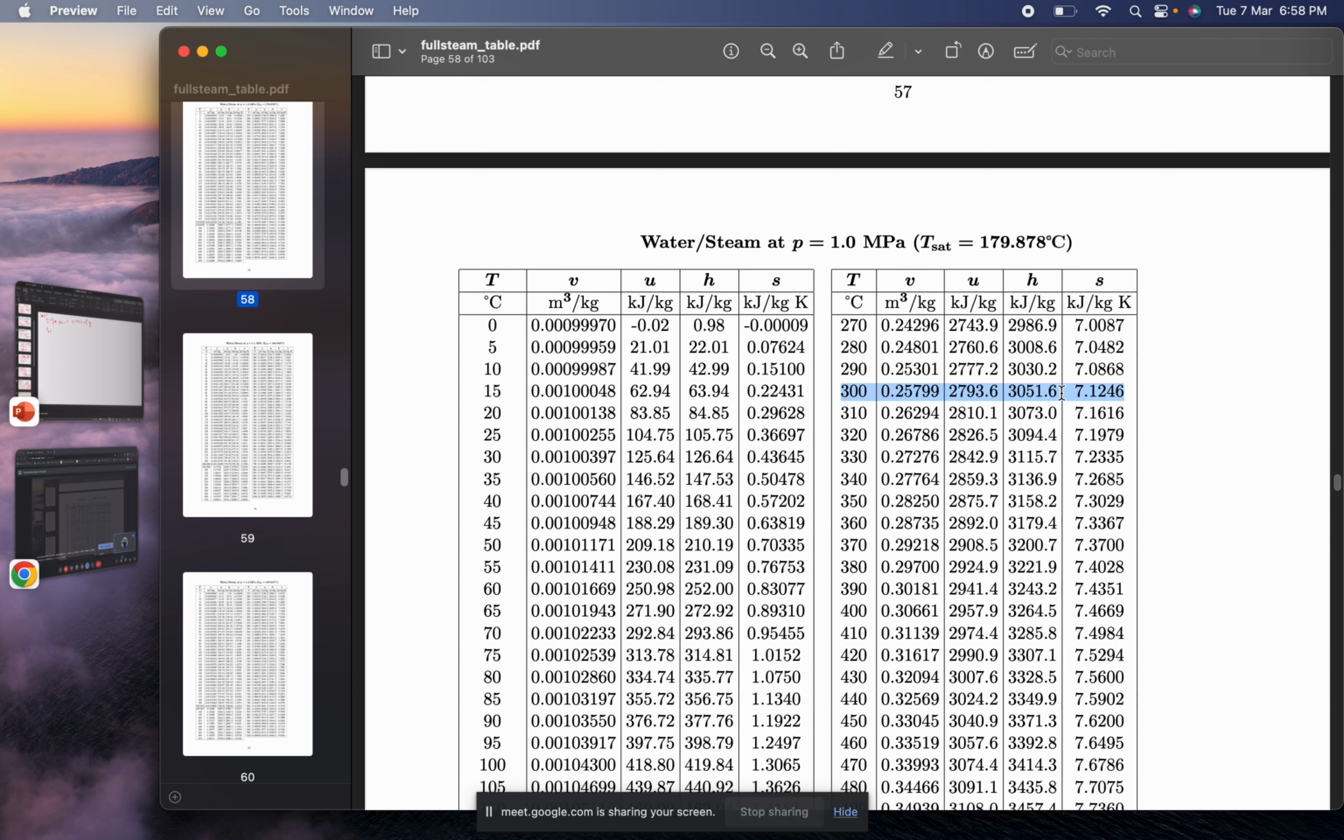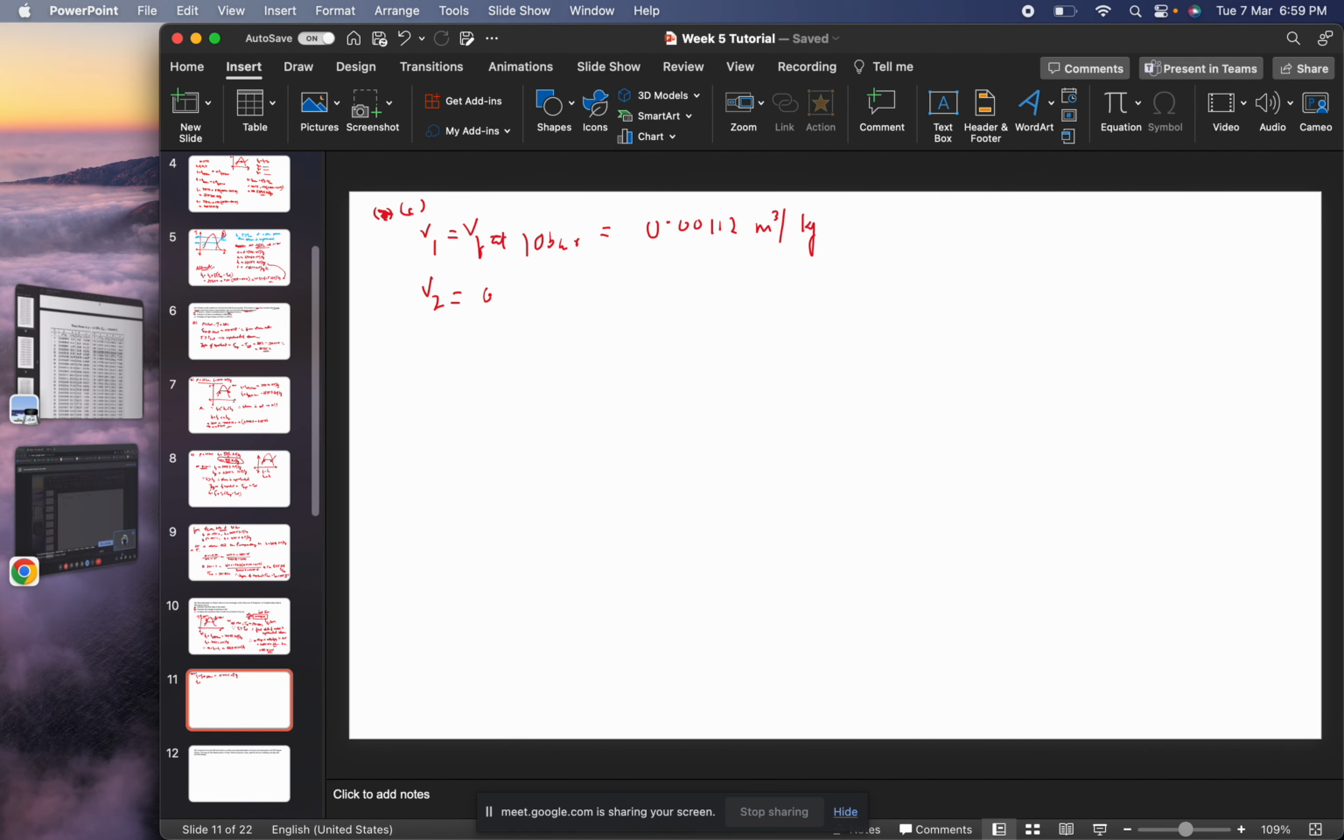At 1 megapascal and 300 degrees Celsius, my V is 0.25799 meter cube per kg. Now this is not the volume flow rate, so if you convert to volume flow rate, V1 dot will be basically what? M dot times V1, yes or no?